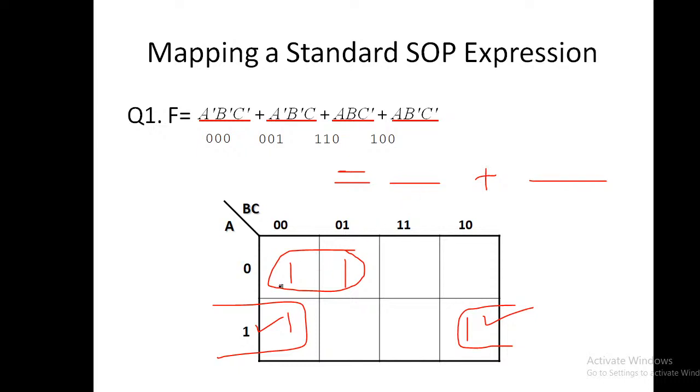Okay. So for this pair, what is the horizontal common term? The common term is 0, that is A bar. Okay. So this is A bar. These two ones are situated in the same row. Now what is in the vertical direction? If you look vertically, this is B bar C bar and this is B bar C. So for these two terms, what is the common literal? This is B bar, right?